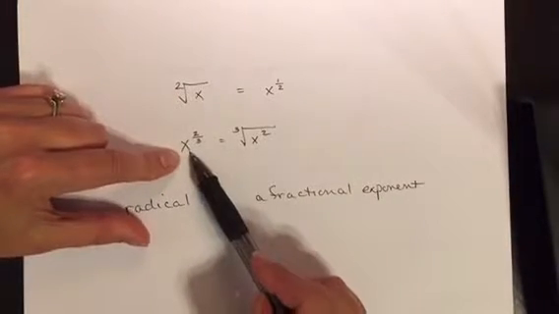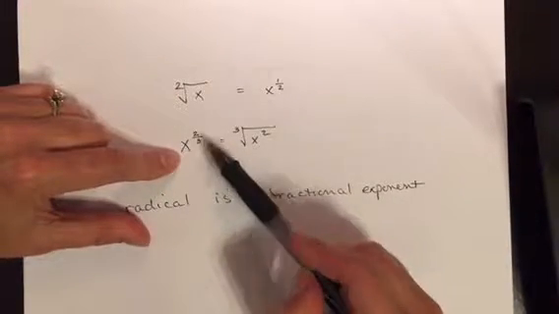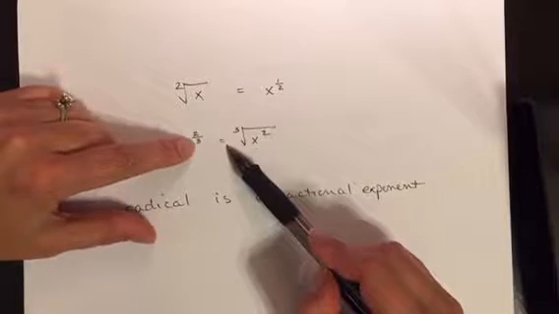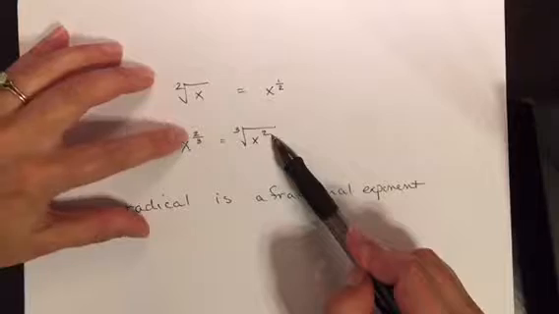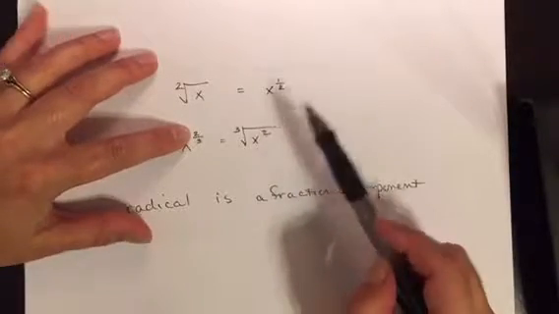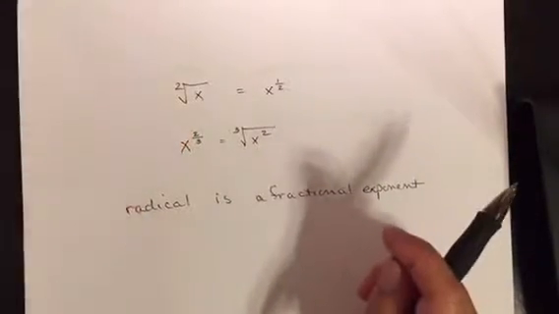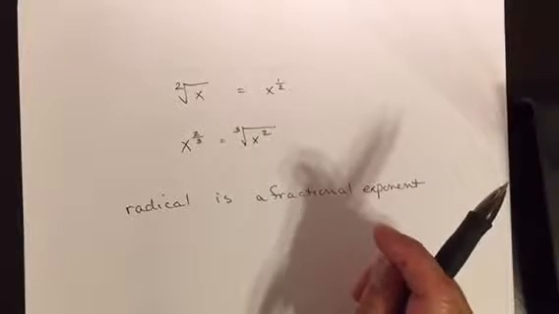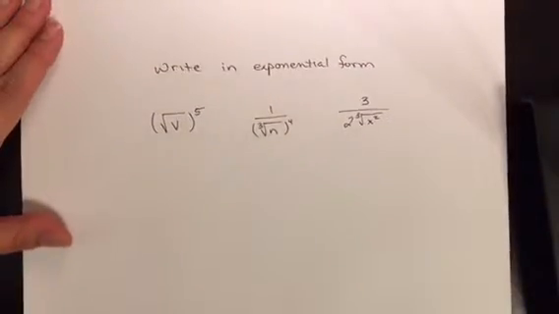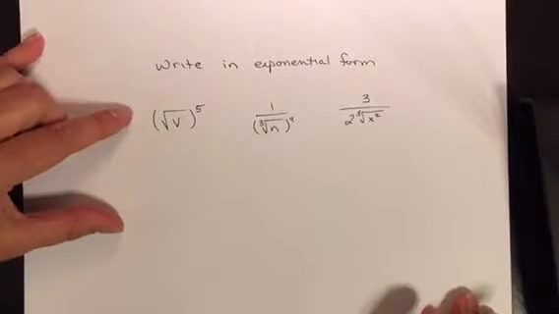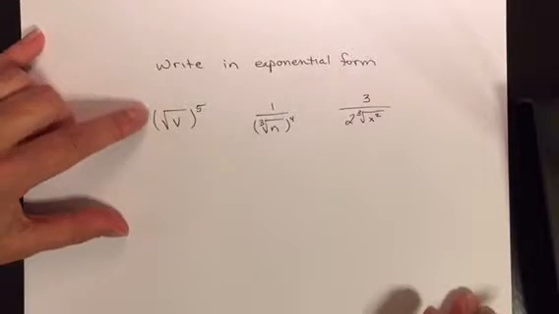And then down here, I have x to the 2/3 power. So since 3 is in the denominator, it becomes the cubed root of x squared. That 2 being in the numerator is what we normally think of as an exponent. So let's do some examples here. We're going to write each of the following in exponential form.